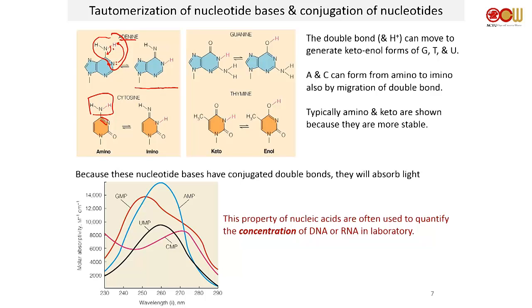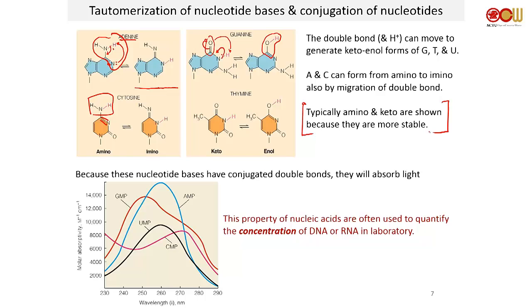Guanine, on the other hand, can do a keto-enol tautomerization. Similar idea: you have a keto, and you can become an enol if you move the electrons from this guy to this guy, and this guy grabs the proton, and then you have an enol. Typically, even though your bases have two forms, most of the time you'll only see amino and keto.